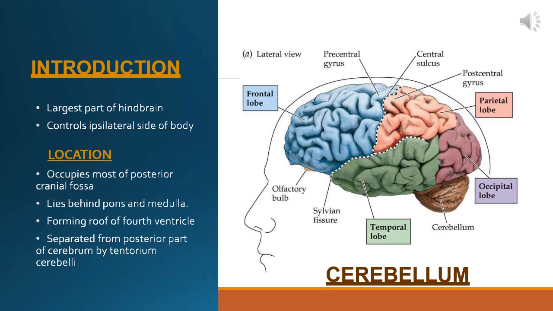Introduction. The cerebellum is the largest part of the hindbrain and controls the ipsilateral side of the body. Location: it occupies most of the posterior cranial fossa, lies behind the pons and medulla, forming the roof of the fourth ventricle, and is separated from the posterior part of the cerebrum by the tentorium cerebelli. This diagram is showing the cerebellum and its location.